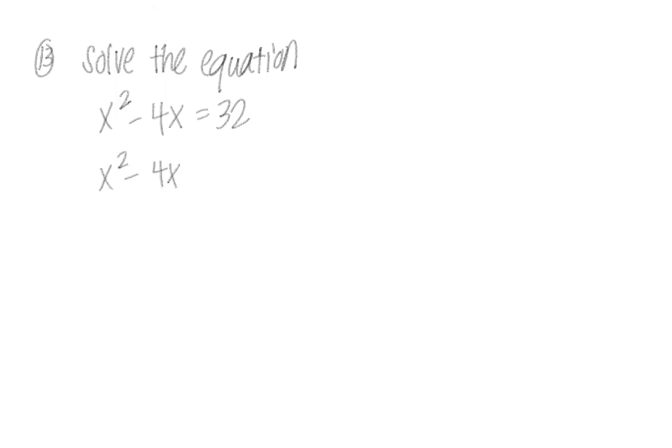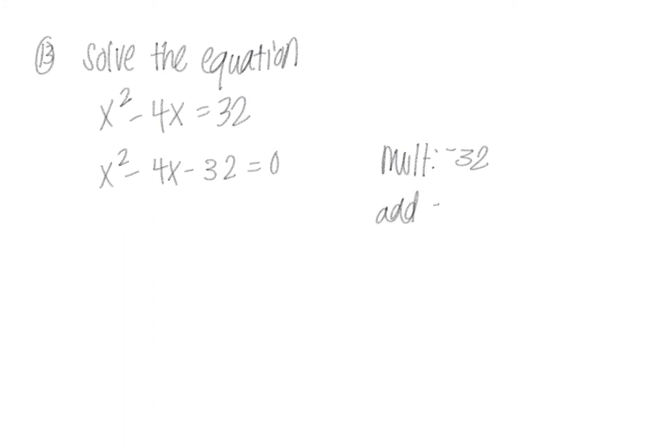No. Move the 32 over, and now it's in order. Yeah. No GCF. This is a trinomial. We're multiplying to get -32. We're adding to get -4. If you multiply to get a negative, your signs are different.